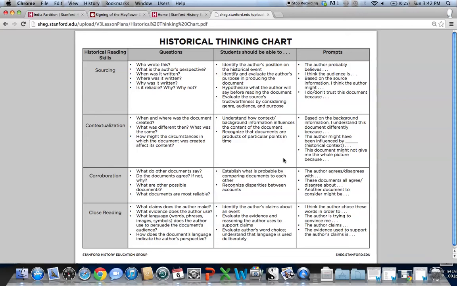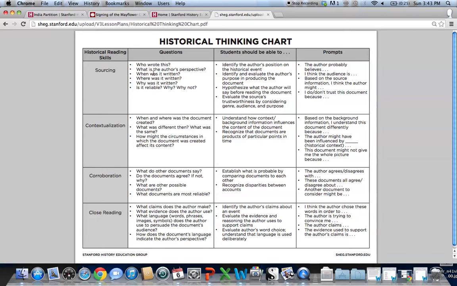I mean, how many times have we seen a friend on Facebook share an article from some kind of Onion-style newspaper saying, "I can't believe this!" And you look at it and say, well, this is obviously satirical. But people are not reading and thinking critically about these news sources. This type of thing is what these historical thinking skills teach students: how to read and think critically.